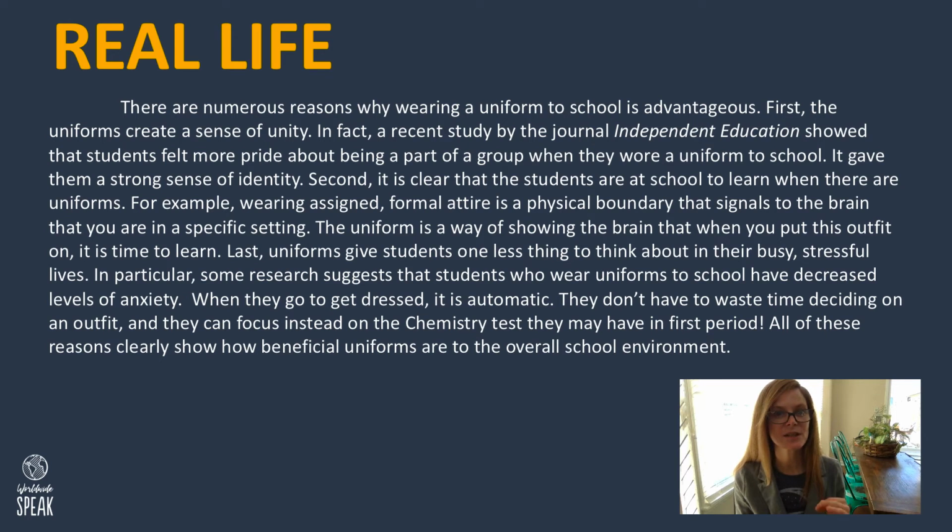Second, it is clear that the students are at school to learn when they are in uniforms. For example, wearing assigned formal attire is a physical boundary that signals to the brain that you're in a specific setting. The uniform is a way of showing the brain that when you put this outfit on, it's time to learn.